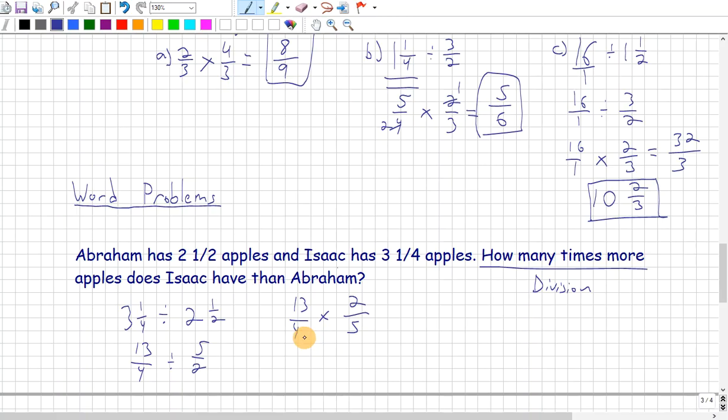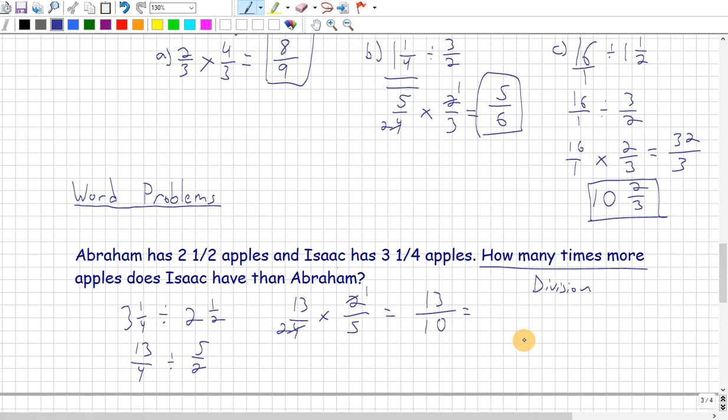I can see that 2 and 4 can simplify. Again, you don't have to do this. You could just go 13 times 2 is 26. 4 times 5 is 20. 26/20, then reduce that. I'm going to reduce it first. So divide by 2. Divide by 2. 13 times 1 is 13. And 2 times 5 is 10. And I can see right away that's it. That's all I can.